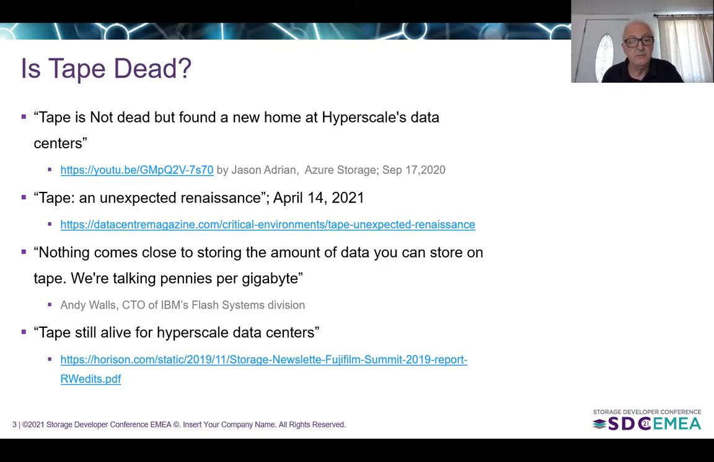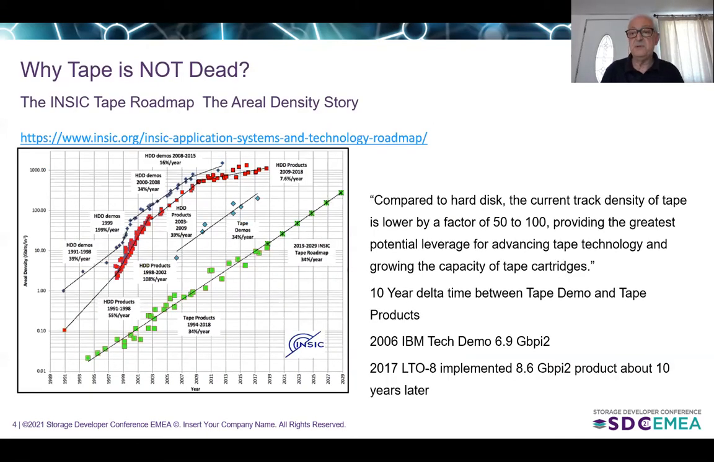Also, Fred Moore from Horison at the Fuji Summit also did his presentation, and he talked about tape being still alive for hyperscale data centers. So the common denominator here is tape is now with data centers. It's part of tiered storage. Now, why is that? Why all of a sudden this big interest in tape? Yes, we talk about ransomware and everything. However, the other part of the equation is the zettabyte data era. And with that comes TCO. So let's talk about tape's new home.